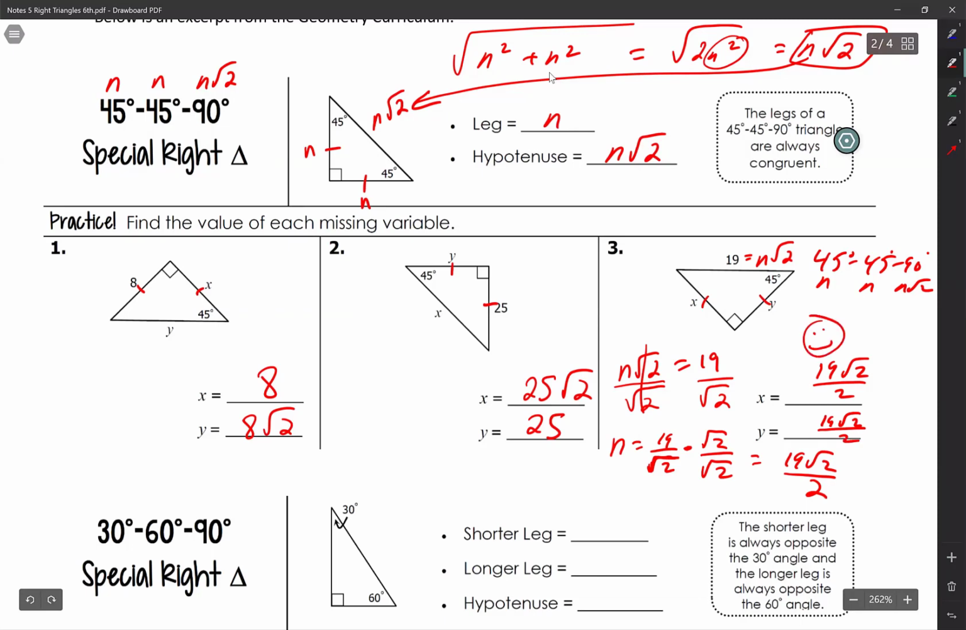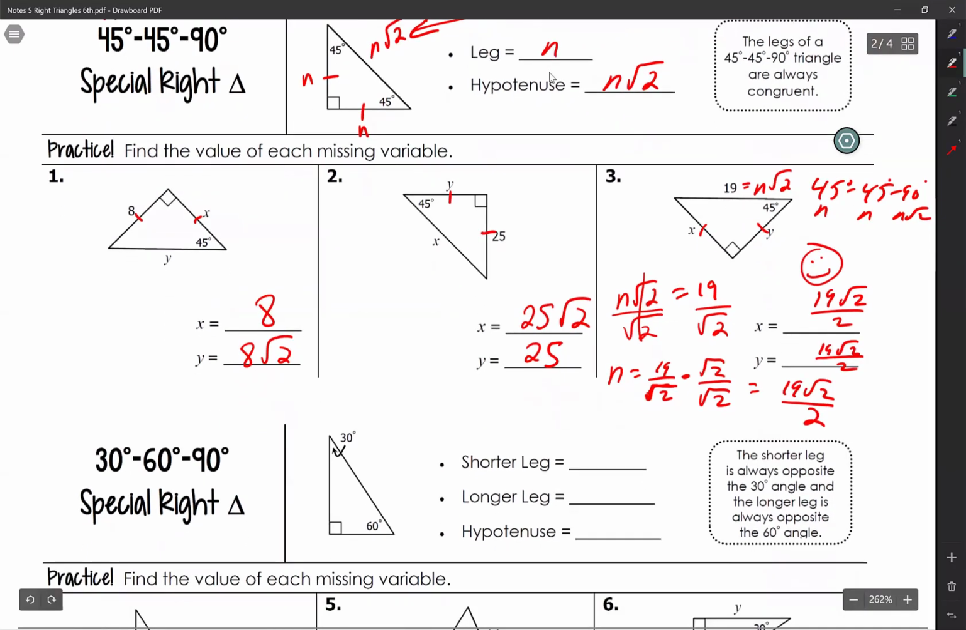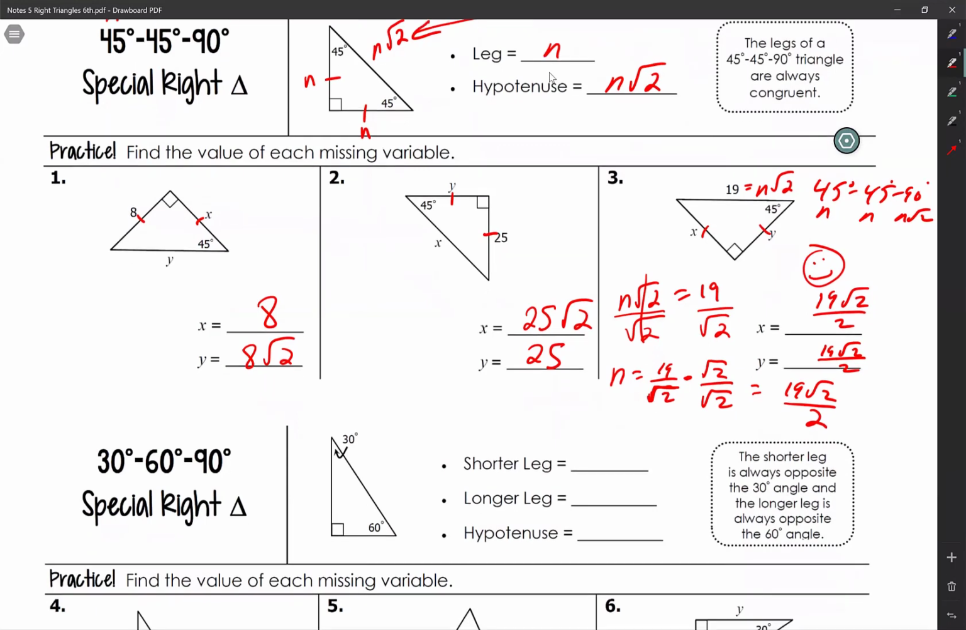Oh, I like that one. That's a nice happy face. How do we feel? Do we feel okay? Yes. Okay.